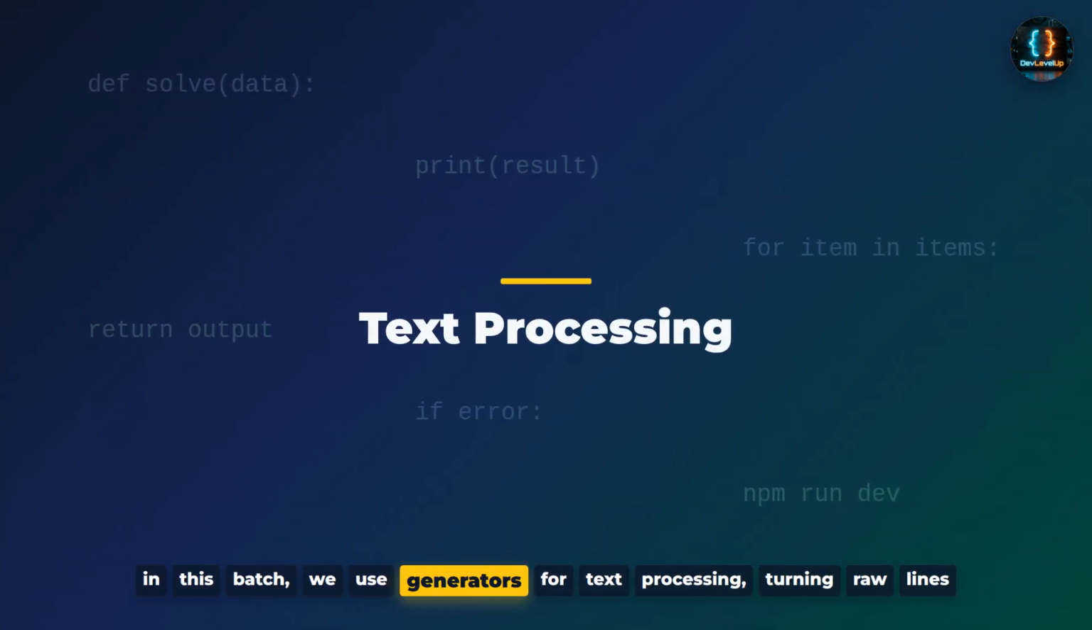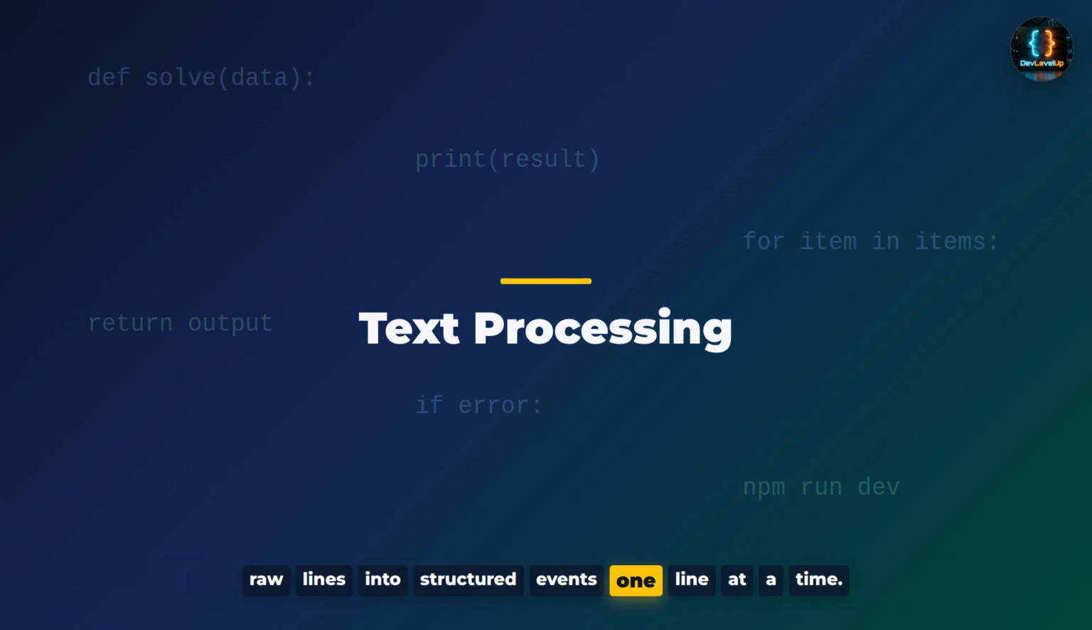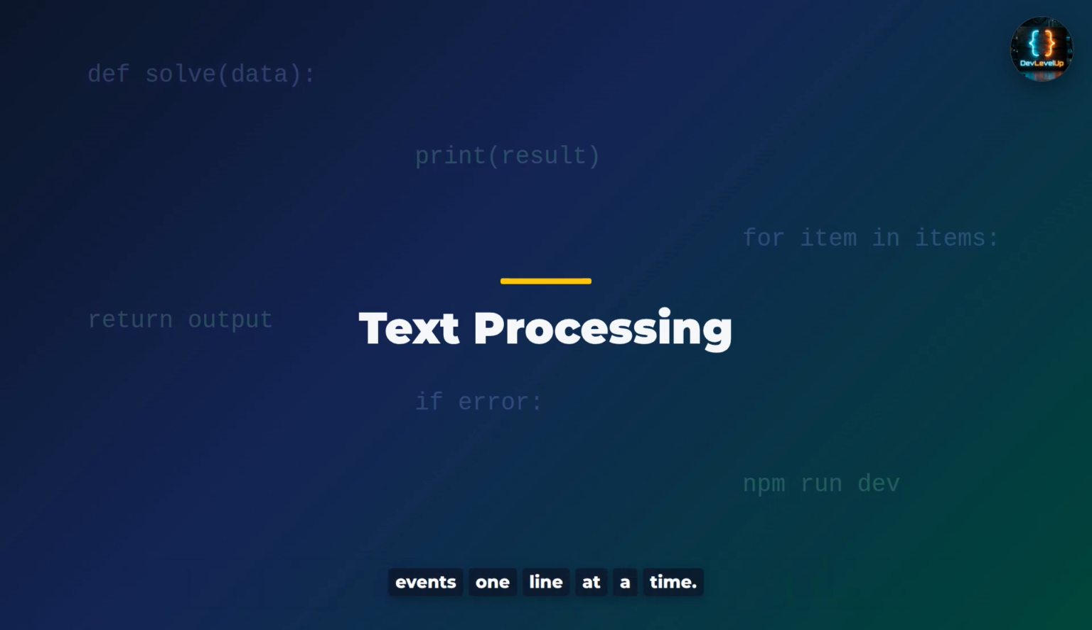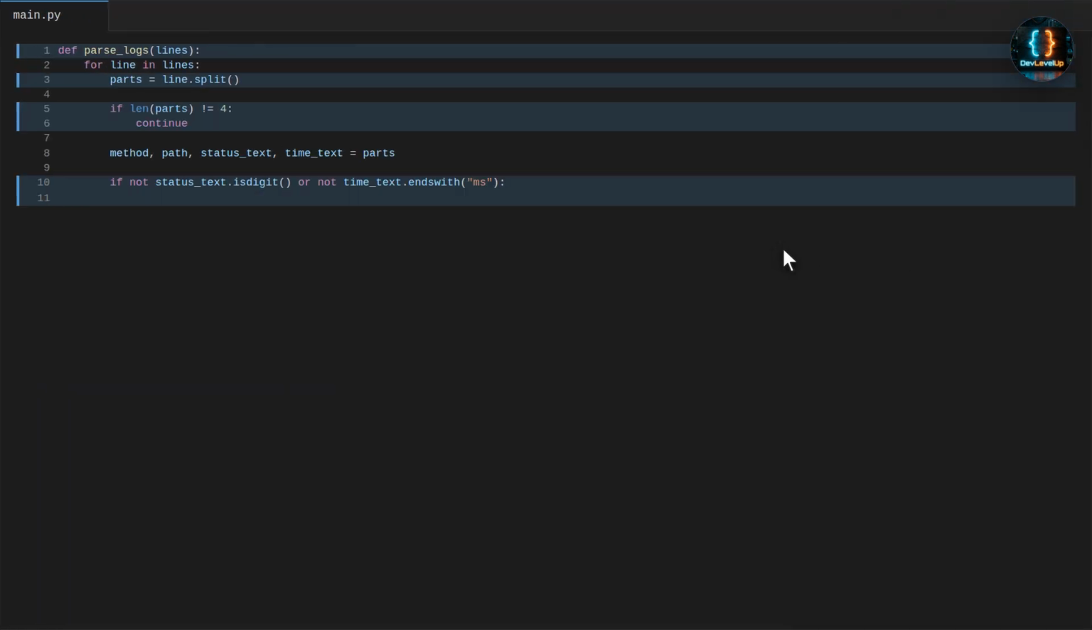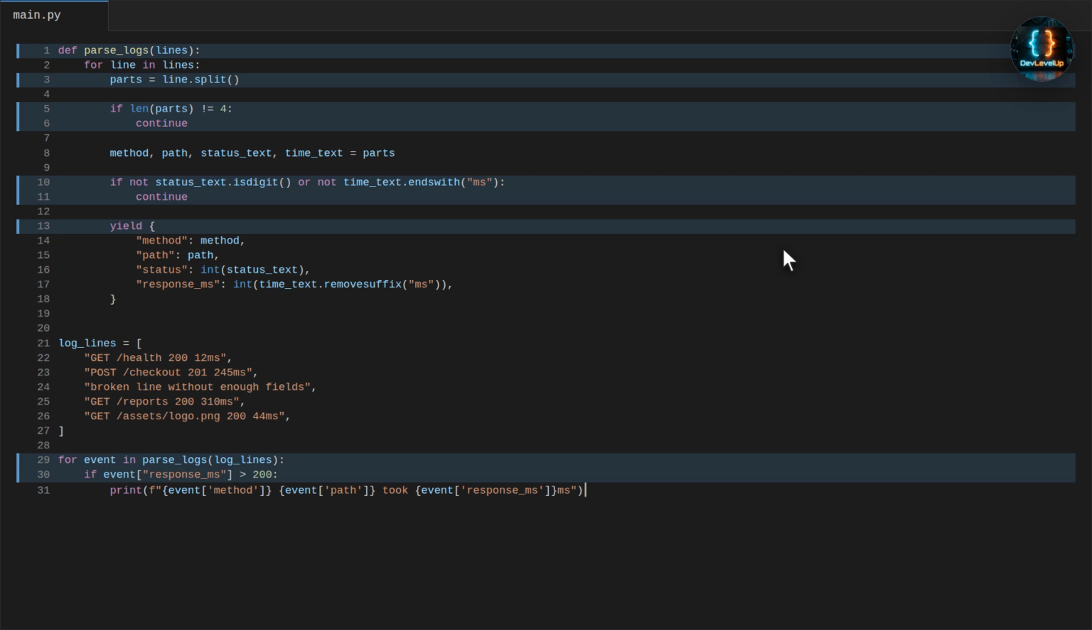Finally, in this batch, we use generators for text processing, turning raw lines into structured events one line at a time. Raw log lines are hard to work with, so we convert each valid line into a dictionary. The generator validates the number of fields, checks the status and response time, and skips malformed input.